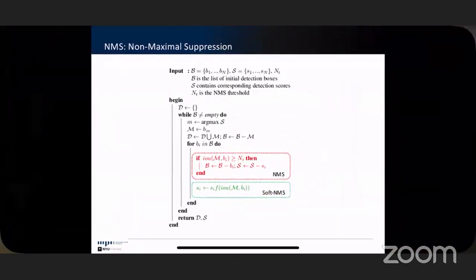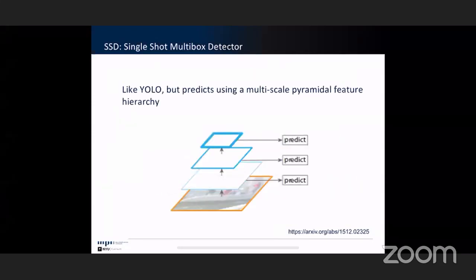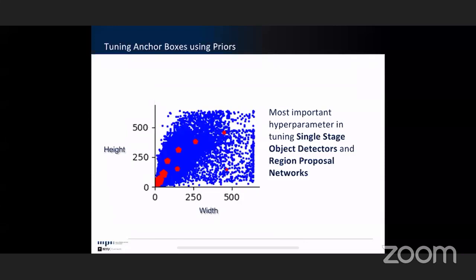All right. Then we just have a few other slides to finish. So SSD is essentially like YOLO, but it predicts using a multi-scale pyramidal feature hierarchy. This is the advantage, because it has representations of objects of all sizes. And one very important thing to note is that there are these anchor boxes. Whenever you want to train SSD or YOLO or any detector for that matter on your dataset, this is the most important hyperparameter that you should fix: the anchor boxes.